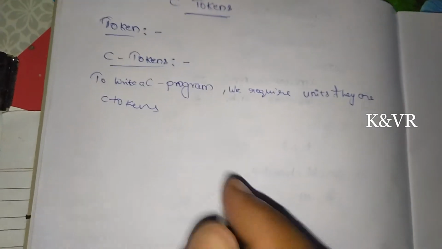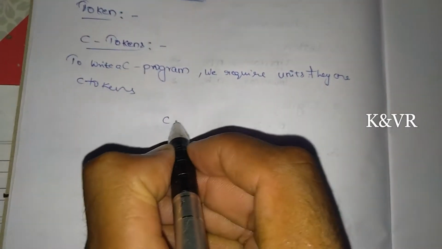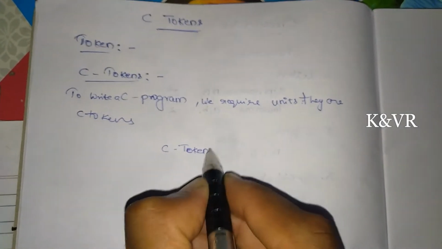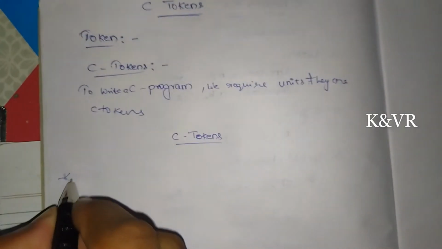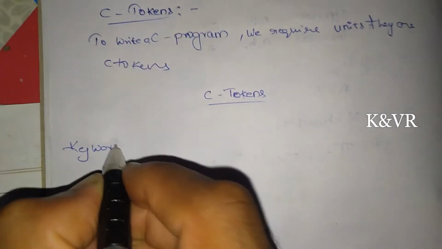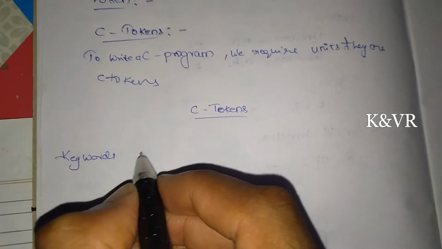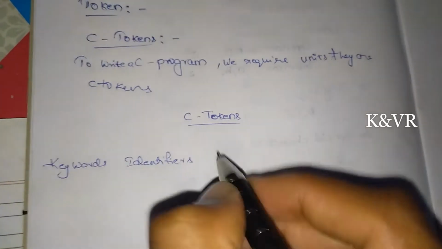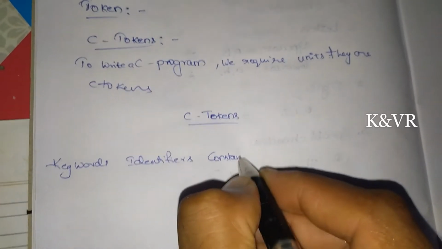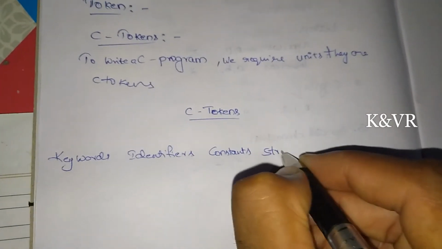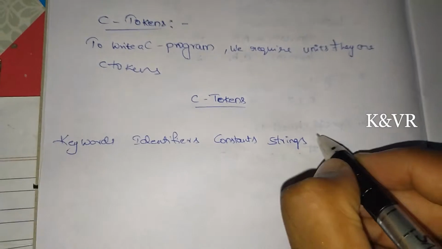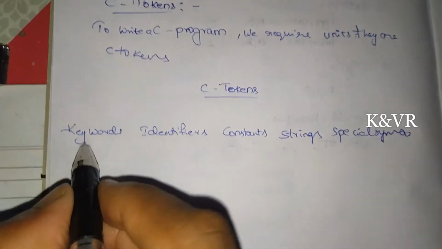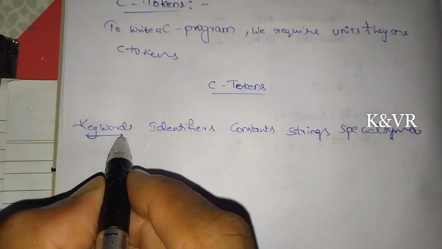In C we have different C tokens. I mean they are categorized. What are they? First one, keywords. The next one is identifiers. The next one is constants. The other is strings. And the next is special symbols. Now I'll explain keywords.